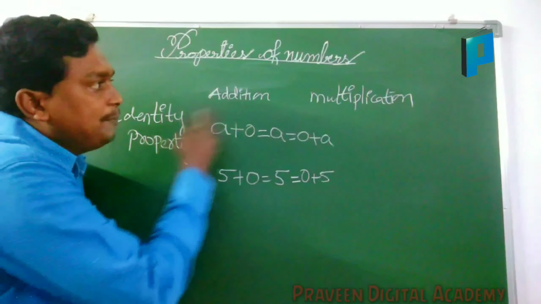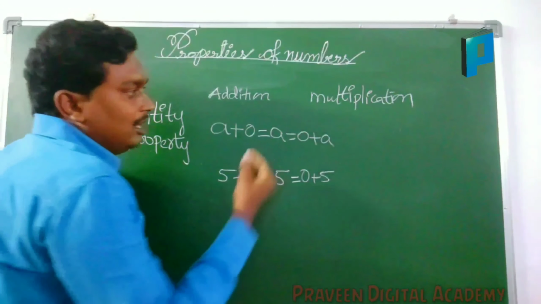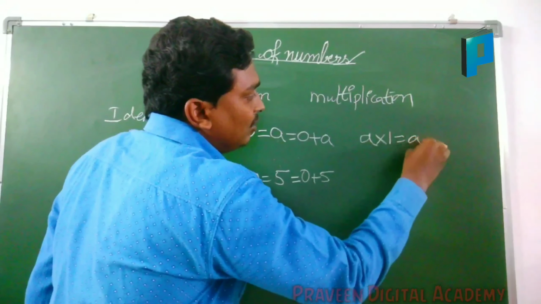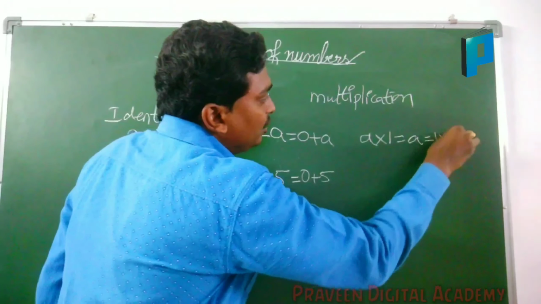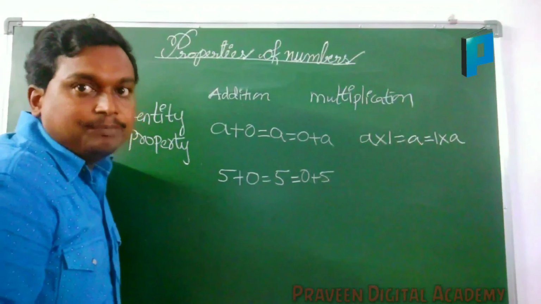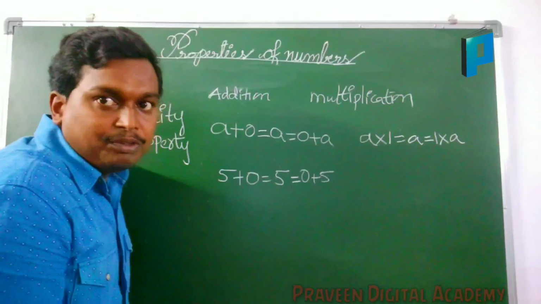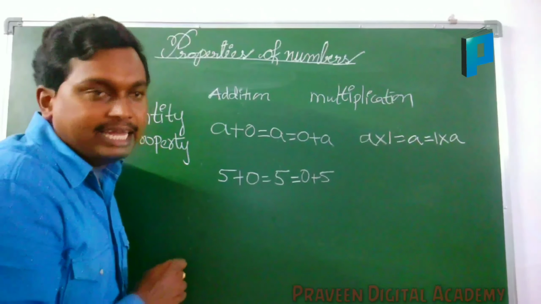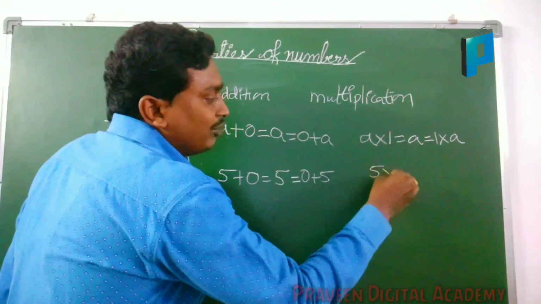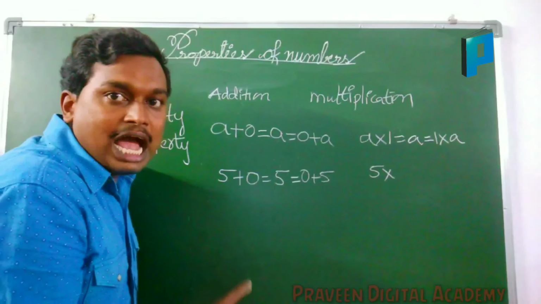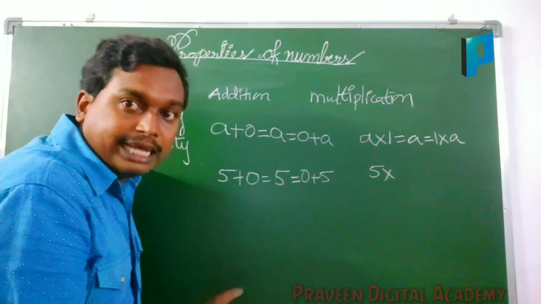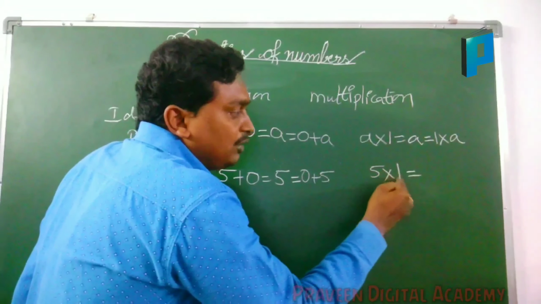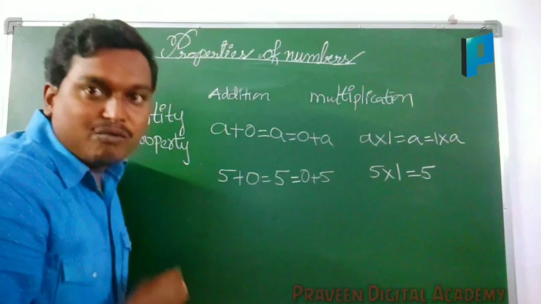Now, the identity property under multiplication. The identity property under multiplication is A into 1 is equal to A, 1 into A is equal to A. Here, for some number, if you are multiplying with what number will you get the same number again? Here, I am taking some number as 5. For this 5, I should multiply with 1. Then only I will get 5 again. So 5 into 1 is equal to 5.